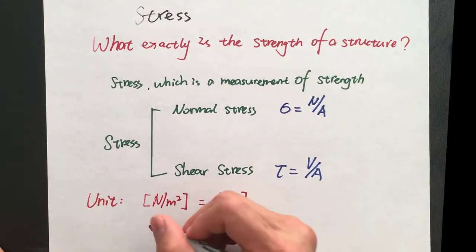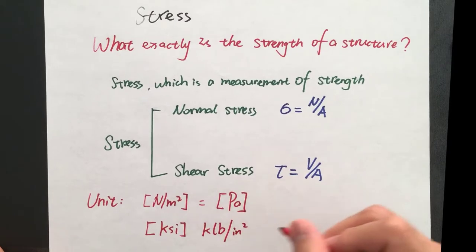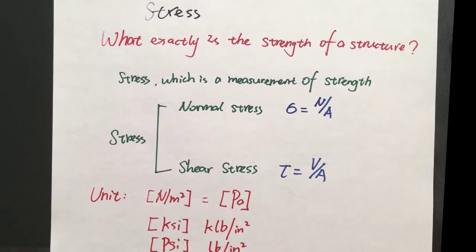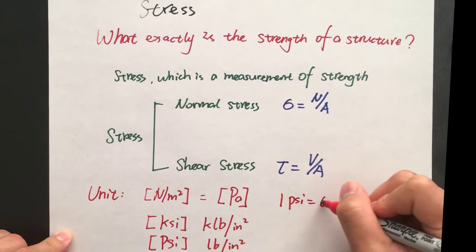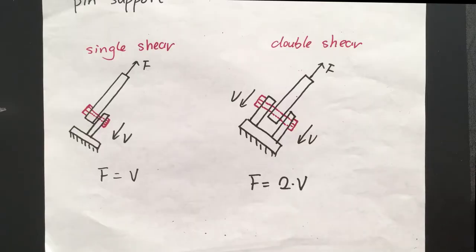And we also use KSI, which is kilopounds per inch square, and also PSI, which is pound per inch square. The conversion between PSI and Pascal is 1 PSI equals 6.895 kilopascal.